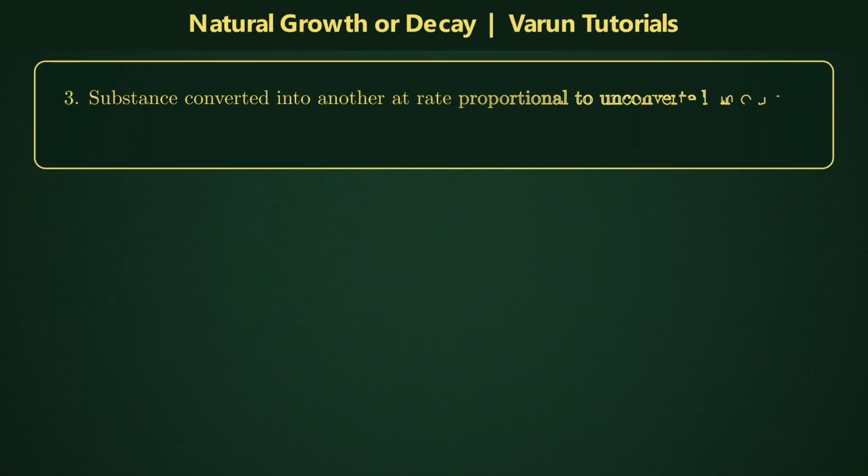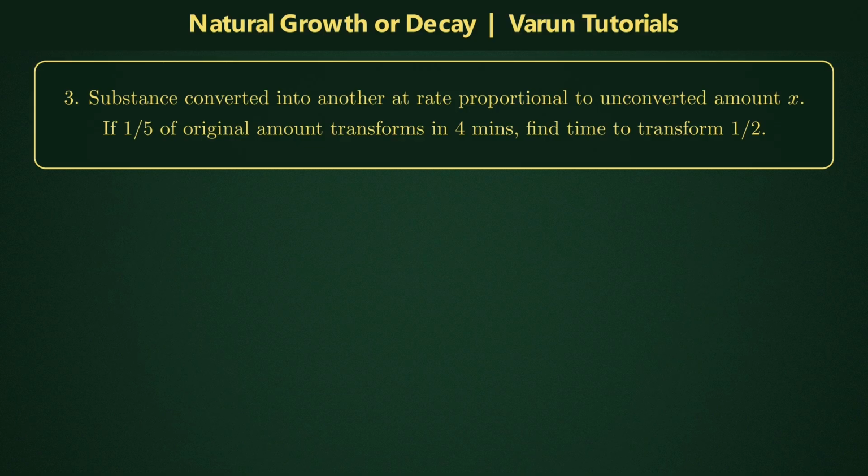Let's solve example 3. In a chemical reaction, a given substance is being converted into another at a rate proportional to the amount of substance unconverted. If 1/5 of the original amount has been transformed in 4 minutes, how much time will be required to transform 1/2? Let x be the amount of the remaining substance at time t minutes.